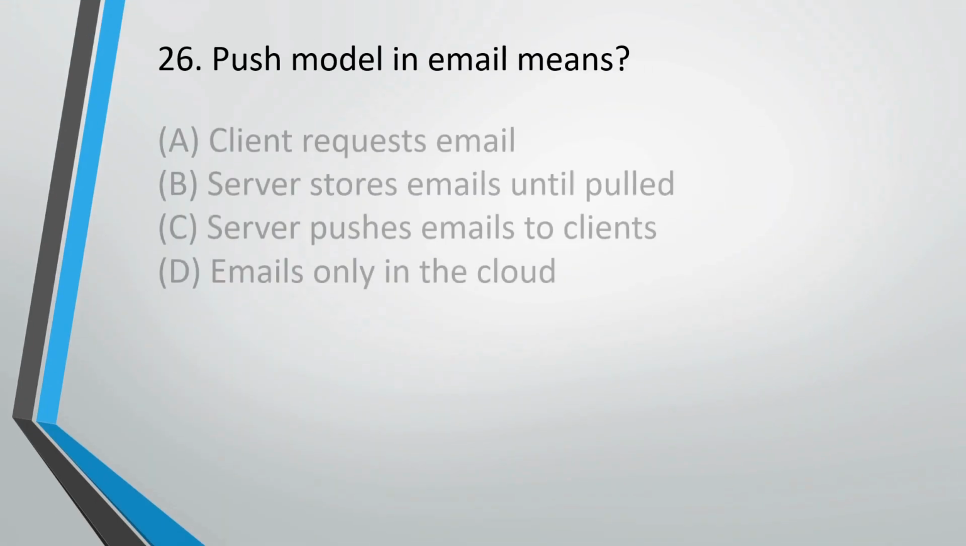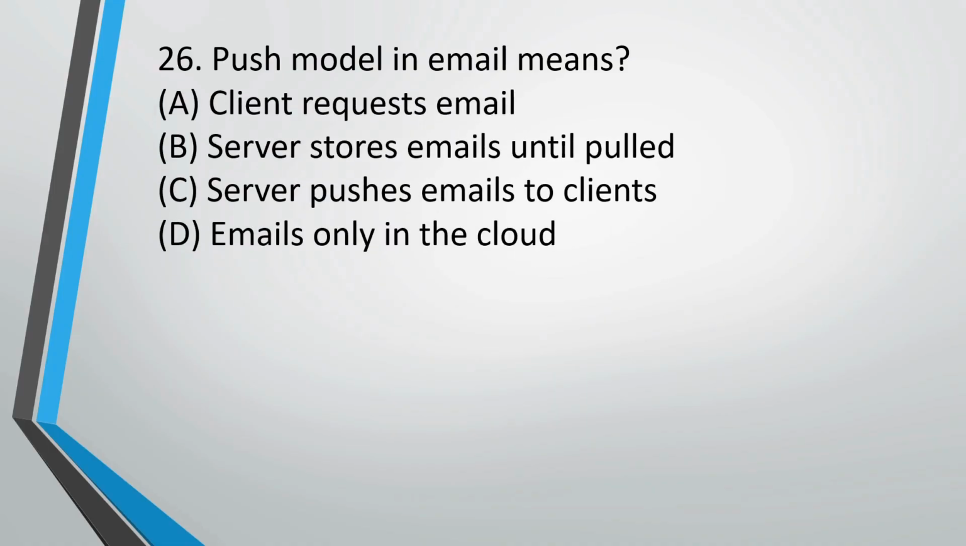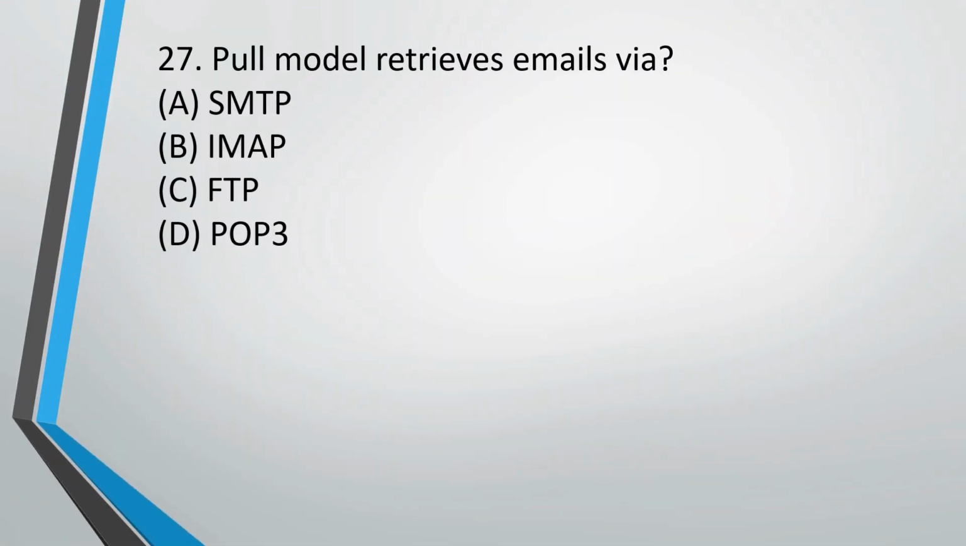And the next question is, a push model in email means. Options are clients request email, server store emails until pulled, server pushes emails to clients, email only in the cloud. The correct option is server stores email until pulled. And the next is, pull model retrieves email via. And options are SMTP, IMAP, FTP, POP3. The correct option is POP3.